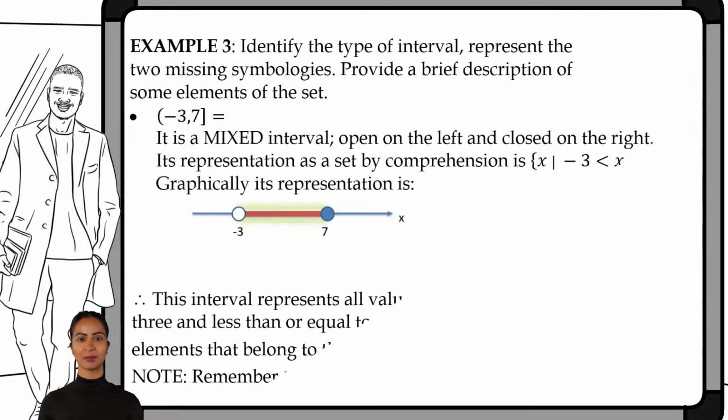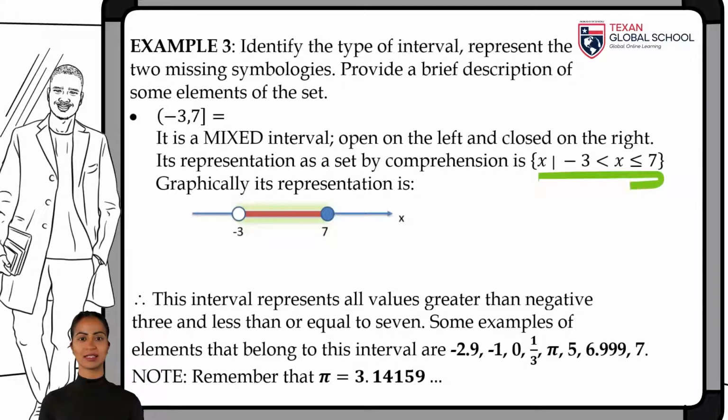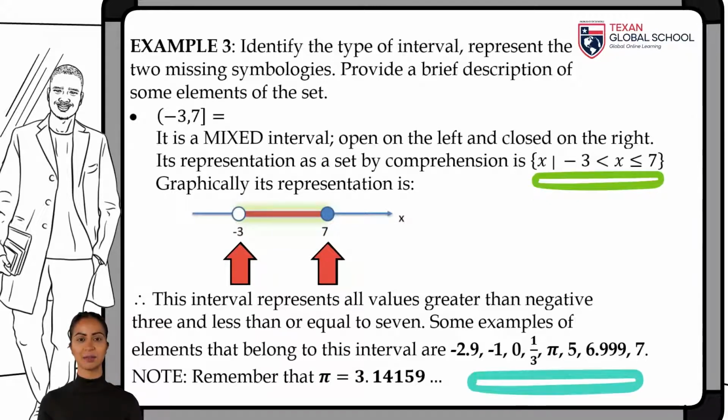Let's look at an example. The indicated interval is a mixed interval, open on the left and closed on the right. Its representation as a set by comprehension is x, such that x represents all those values greater than -3 and less than or equal to 7. Some examples of elements that belong to this interval are -2.9, -1, 0, 1/3, pi, 5, 6.9997. Recall that pi is an irrational number equal to 3.14159, etc.